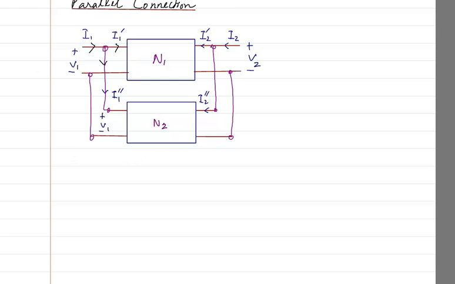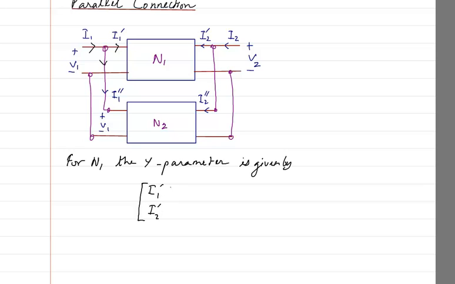Okay. So now I can say that for N1, the Y parameter is given by, what is the equation of Y parameter? It connects the current, so it is going to be I1 dash and I2 dash is going to be equal to the Y parameter Y11 dash, Y12 dash, Y21 dash, Y22 dash. That multiplied with voltage V1.